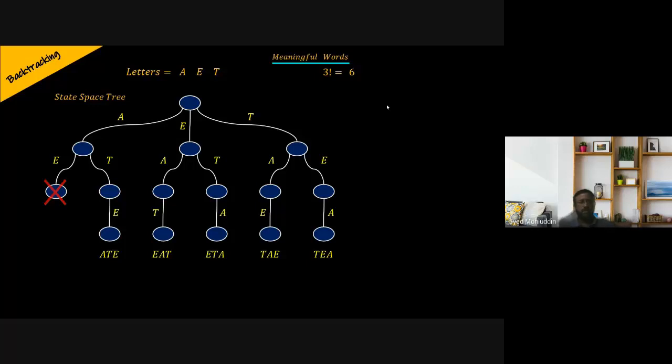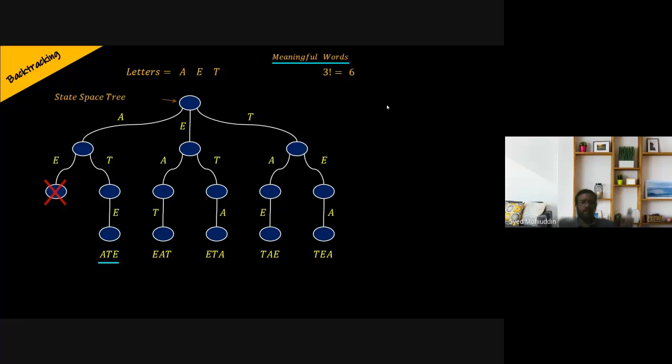Then let us look at the other state. AE is done, so we move to A, T, ATE. That's a possible solution for a meaningful word. ATE is a meaningful word, and this is just an example I'm taking. So the last node on that path, which is the leaf node, is known as the answer node. And no node is killed on this path.